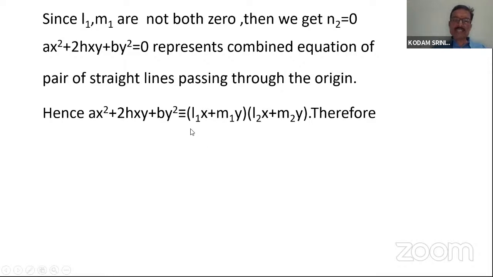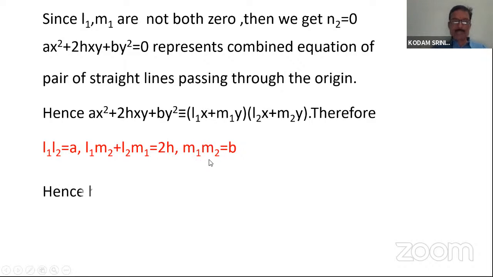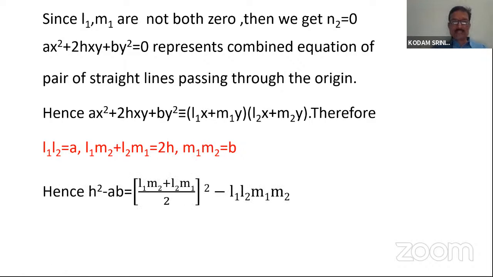Again, rewriting the equation, that is ax square plus 2hxy plus by square equal to (L1x plus M1y) into (L2x plus M2y). So therefore, comparing the terms, L1 L2 equals A, and L1 M2 plus L2 M1 equals 2H, M1 M2 equals B. Hence, let us find that H square minus AB value.